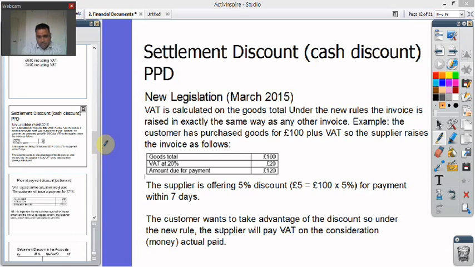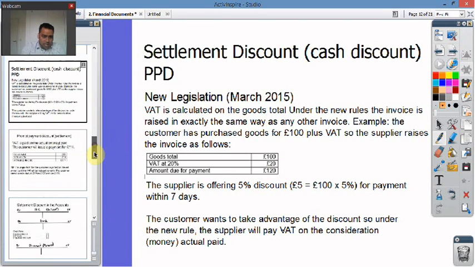We're looking at Bookkeeping 1, and we're looking at settlement discounts. The legislation on this has recently been changed. The supplier here is offering a 5% discount, which is £5, for settlement within 7 days. Now you can't just take off the £5 from the £120 amount. The reason for this is that the £120 amount includes the VAT, so you take it away from the net figure, so that will give you £95.